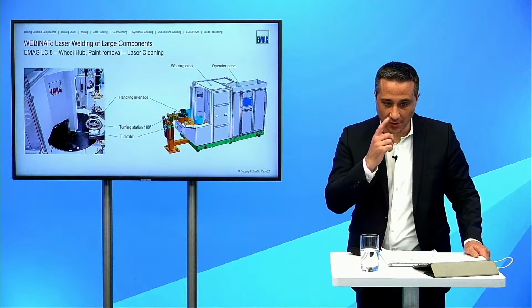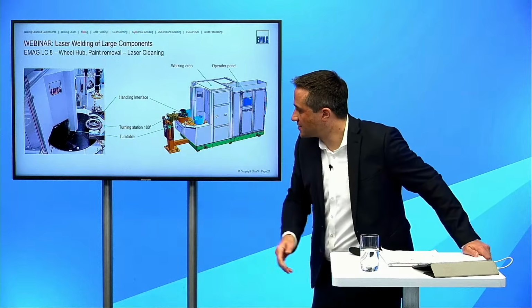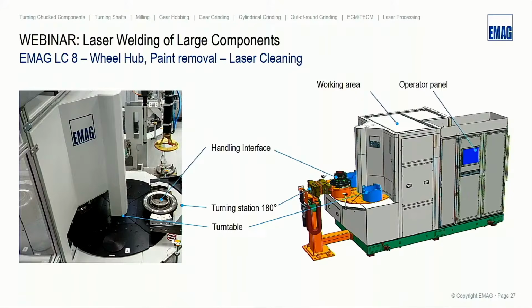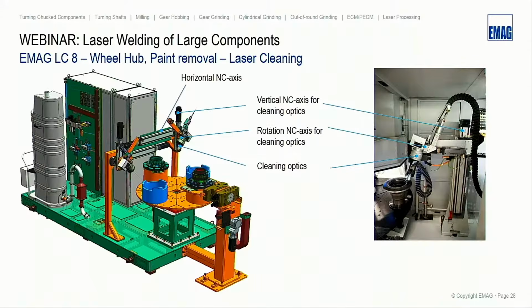How does the machine or the system look like? On the left side there's a picture from a real laser cleaning machine. In that case, we have used this laser cleaning machine for preparation for welding. Nevertheless, the function is at the end the same. And on the right side, you again see the cleaning machine in a more detailed way.